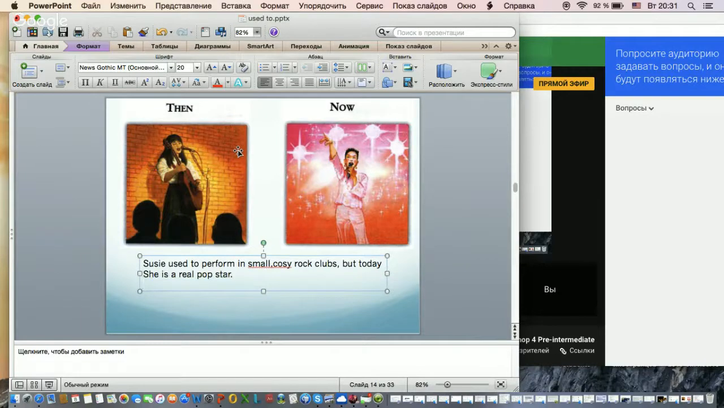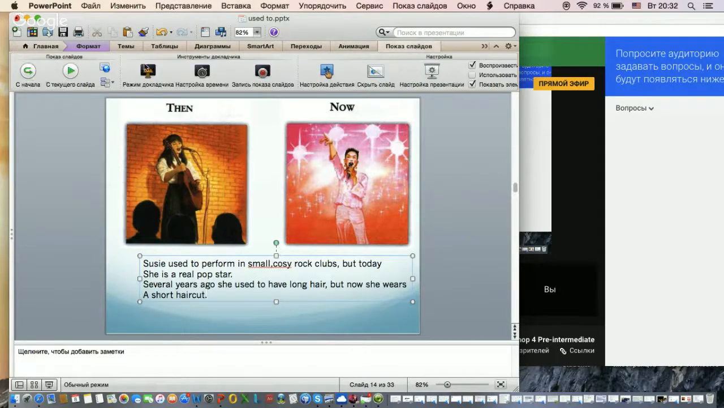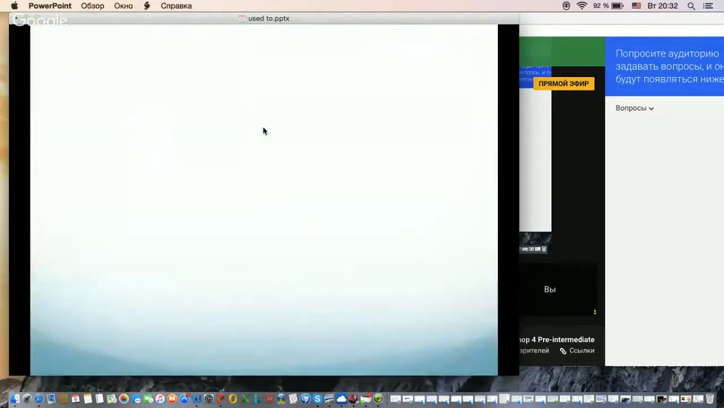Or what else? Several years ago, несколько лет назад, к примеру, several years ago, she used to have long hair. But now she wears a short haircut. То есть несколько лет назад у Сьюзи были длинные волосы, но сегодня она носит короткую стрижку. Вот таким вот образом мы можем выйти из ситуации. Okay, so let's move on.